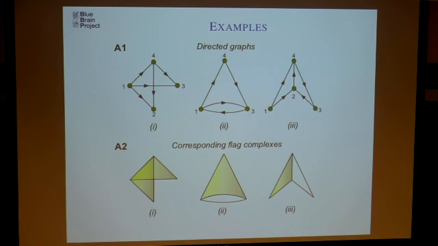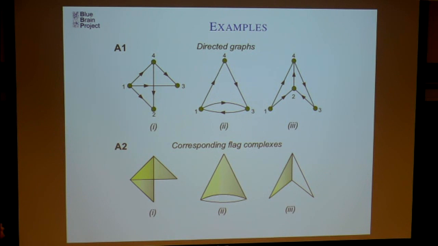I want to point out that we have reciprocal edges. We can go from 1 to 3 and from 3 to 1. This is entirely allowed. This is very different from what we usually see in simplicial complexes. But this sort of thing arises within the microcircuit. You can have two neurons that are connected from A to B and from B to A. And so we have to take this sort of thing into account.